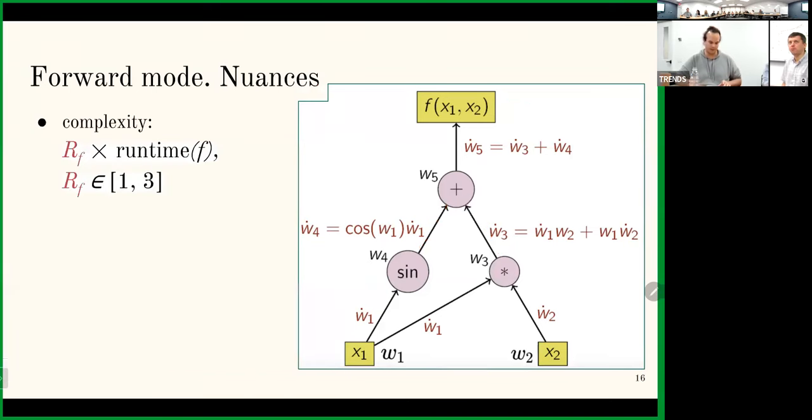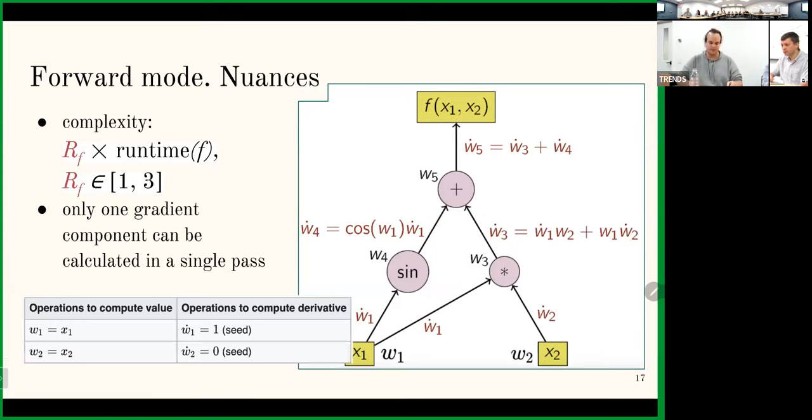Now let's take a look at what we got in there. So let's start with the complexity of this technique. If you define runtime f as the time needed to calculate the value of your function, then forward mode is taking approximately 3 times that time, or less. However, what we managed to calculate as a derivative is a single scalar value, and the gradient typically is a vector. So in a single pass, we managed to calculate some scalar. And this scalar is a single component of your gradient, which corresponds to x1, since we set the seed like that.